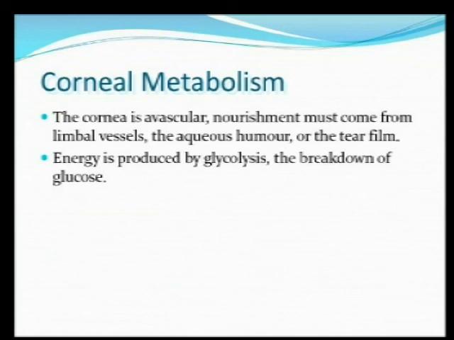Now, being that the cornea is avascular, all its nourishment must come from other sources. So we've got the limbal vessels, we've got the aqueous humor that fills the anterior chamber, and we've got the tears. Those are your three sources. How the cells get their energy to survive is through the breakdown of the glucose that they can get from those three sources.